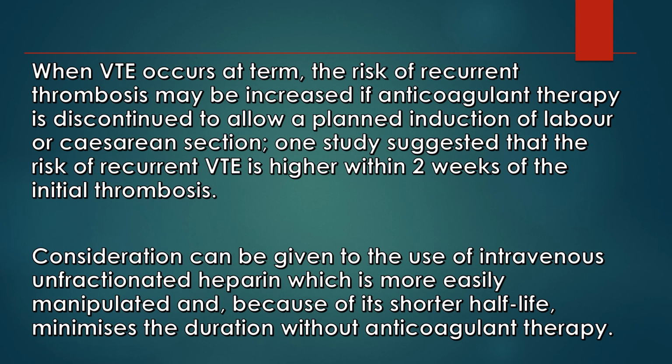When venous thromboembolism occurs at term, the risk of recurrent thrombosis may be increased if anticoagulant therapy is discontinued to allow a planned induction of labor or cesarean section. One study suggested that the risk of recurrent VTE is higher within 2 weeks of the initial thrombosis. Consideration can be given to the use of intravenous unfractionated heparin, which is more easily manipulated and, because of its shorter half-life, minimizes the duration without anticoagulant therapy.